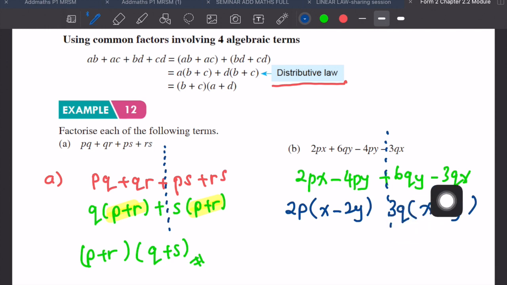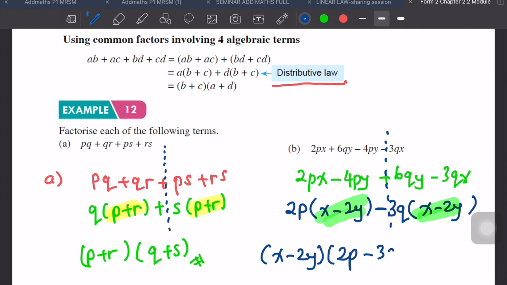Tapi di sini negatif 3QX. So maksud dia, kita tambah negatif di depan 3. Kenapa tak tambah dalam ni? Tak boleh sebab dalam kurungan mesti sama. Okay, sekarang tengok. Kurungan ni dah sama kan? So kita pindahkan dia ke depan. x minus 2y. So apa lagi yang tinggal? So 2P minus 3Q. Itulah jawapan dia. Okay, menggunakan kaedah distributive law.